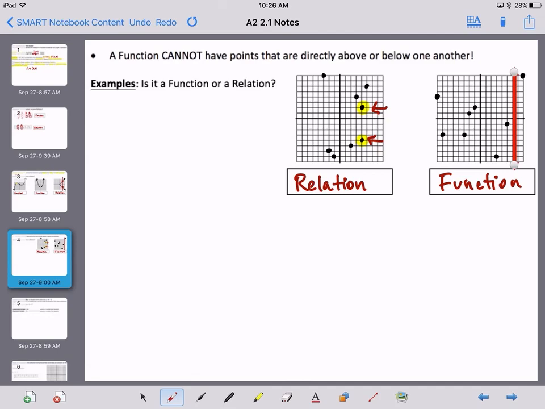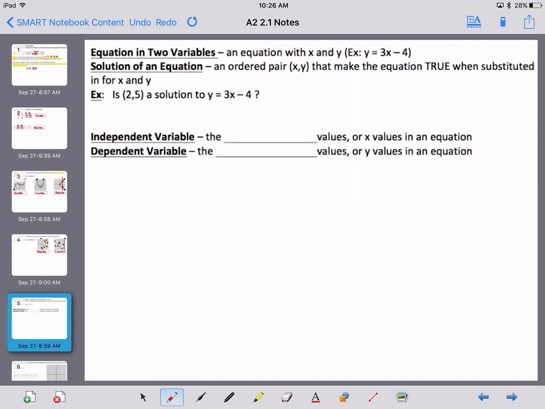That moves us into whether or not an ordered pair is a solution to a function. We're going to be talking specifically about functions for the last part of our notes. An equation in two variables is usually the type of equation that we'll work with in algebra. They have an x and a y. Something like y equals 3x minus 4, that's an equation in two variables. To determine if something is a solution to an equation like that, you have to plug in for x and y and see if it makes a true statement.